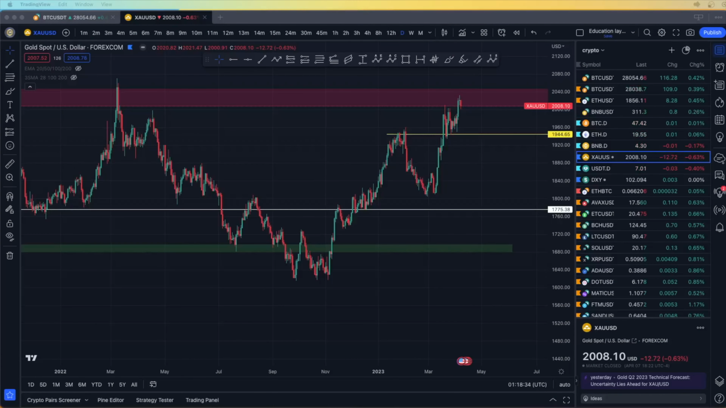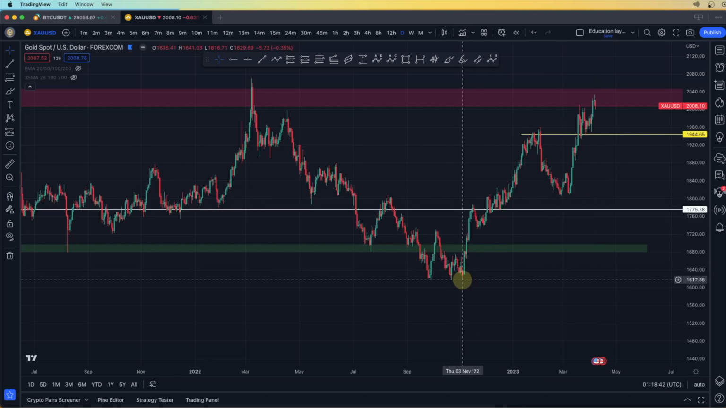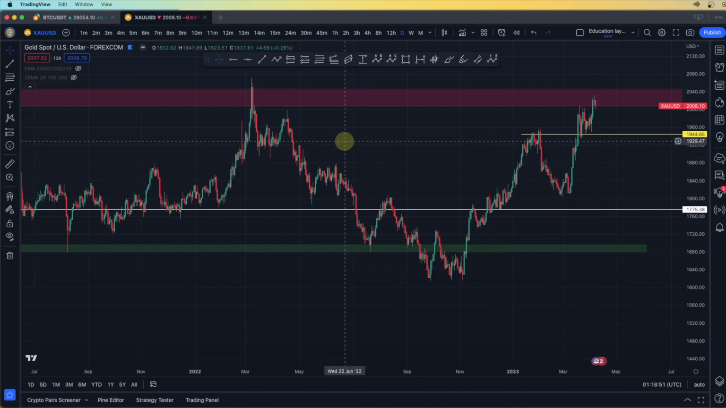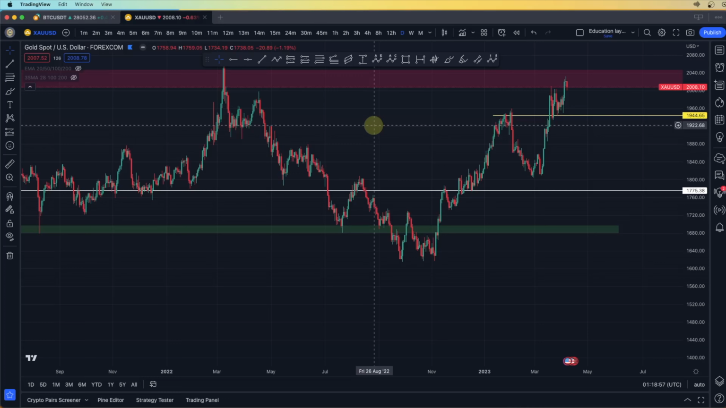Major support and resistance is sometimes not enough for us. We need to identify more areas of confluence to trade with. One of the most important things we need to identify is the trend line. The trend line is really helpful for us to identify our trade.